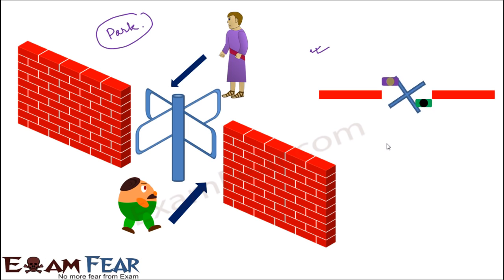So it actually allows one person to go in and the other person to come out. Right? So just one gate. So similarly, just one sodium potassium pump, but it allows sodium to go out and potassium to come in. And for every 3 sodium ions going out, there are 2 potassium ions coming in.